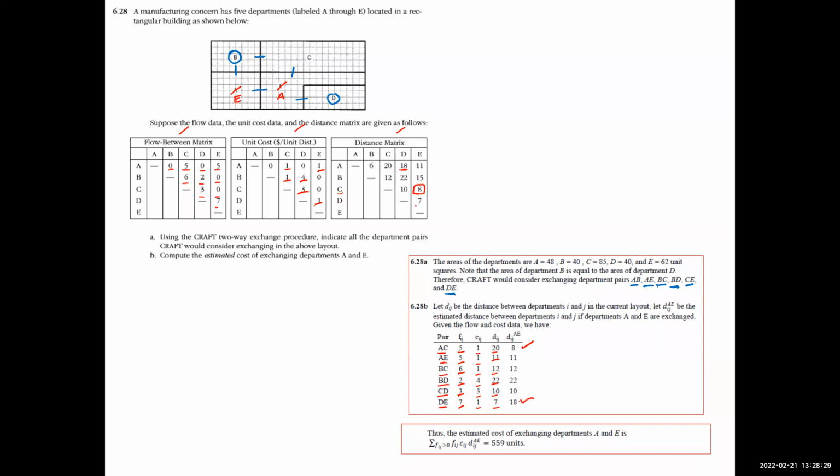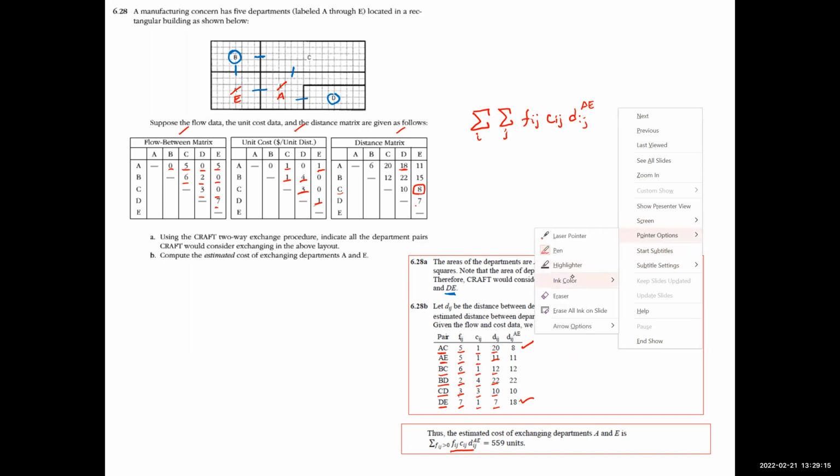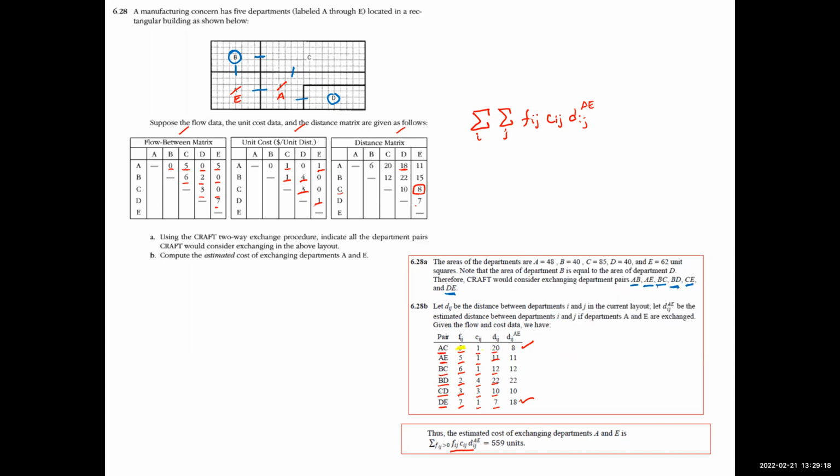Now we want to compute the estimated cost of exchanging departments A and E. So the total cost is the multiplication of the flow times the cost times the distances, right? This is the summation for all i's and j's of F_ij times C_ij times the distances d_ij for the swap. And that means that I will take the flow here.